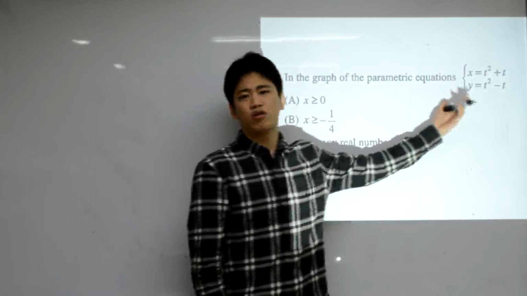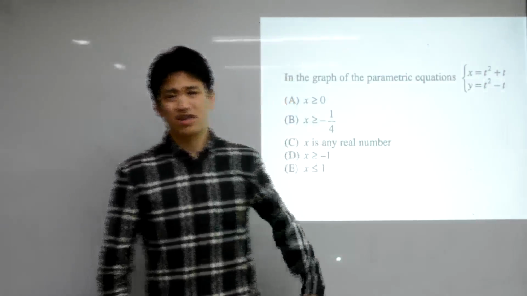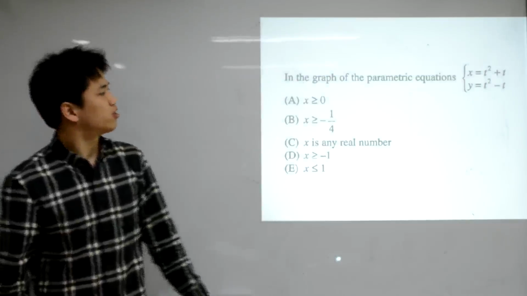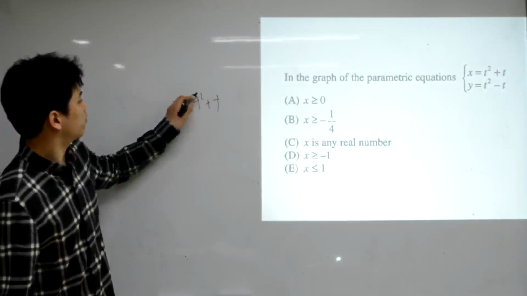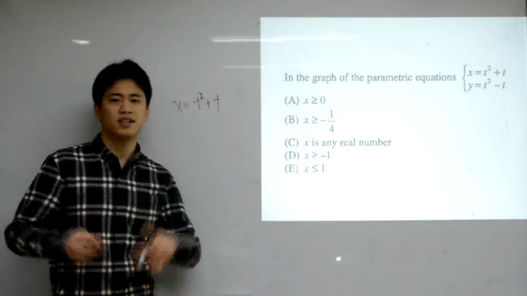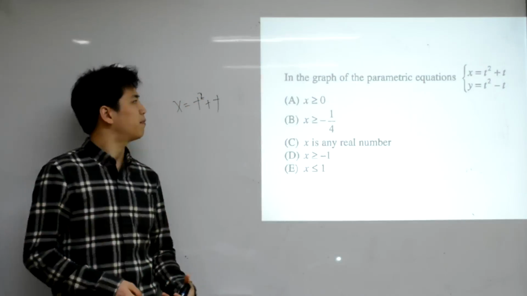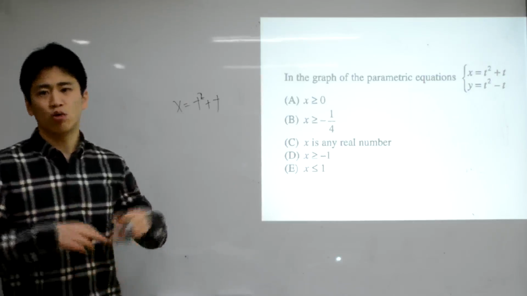So notice first that there are no restrictions on t. So t can be any real number. So then x equals t squared plus t, right? So if you imagine x as a function of t, then t can be any real number. The domain is all real numbers.